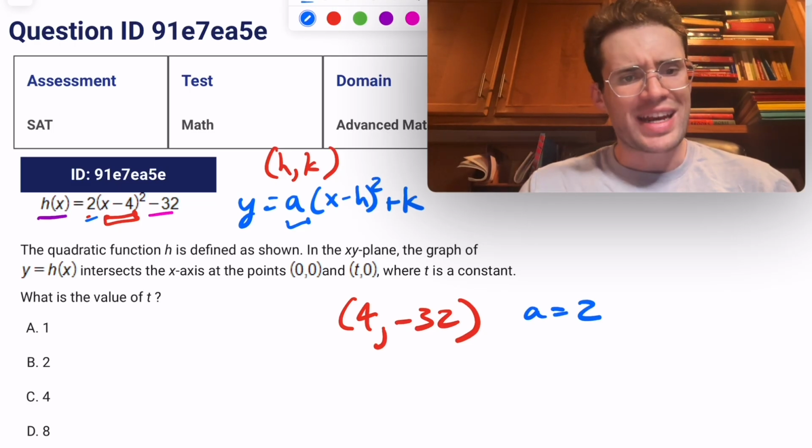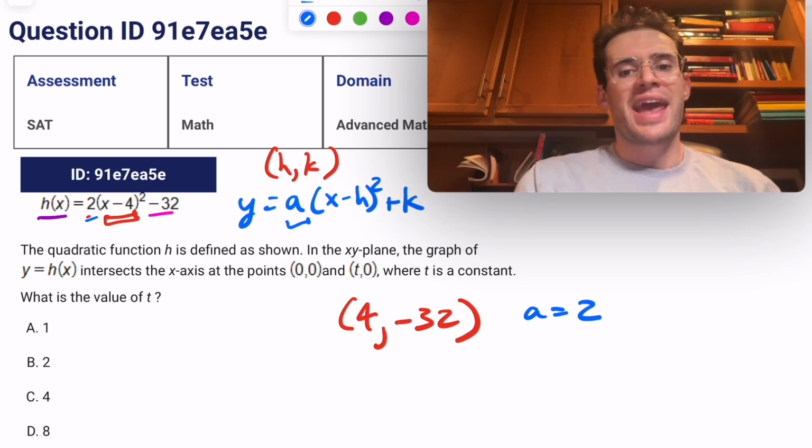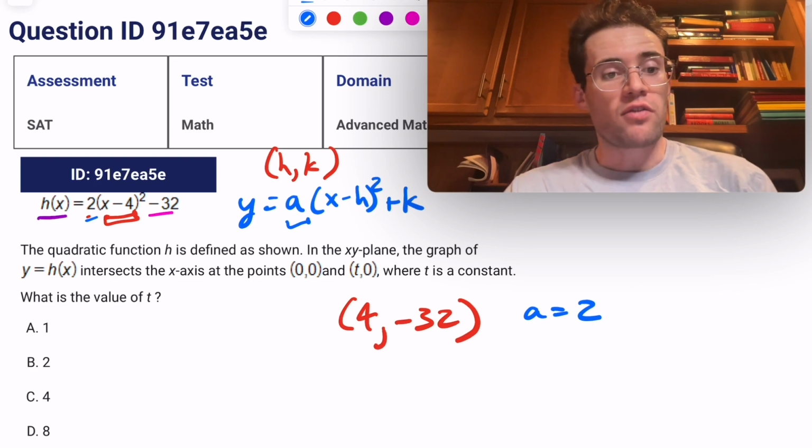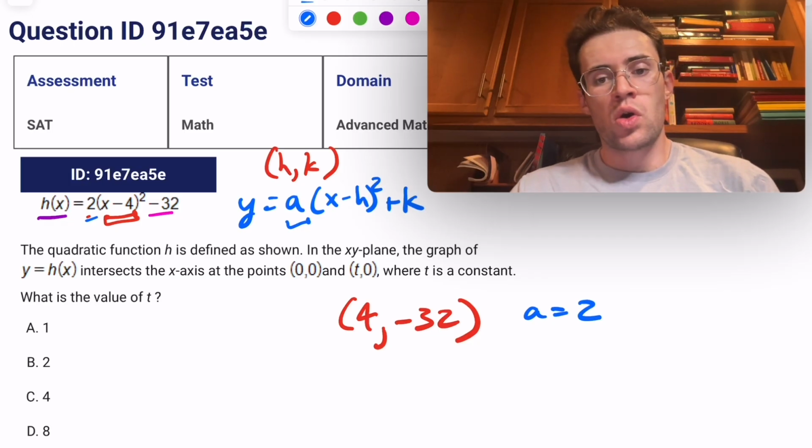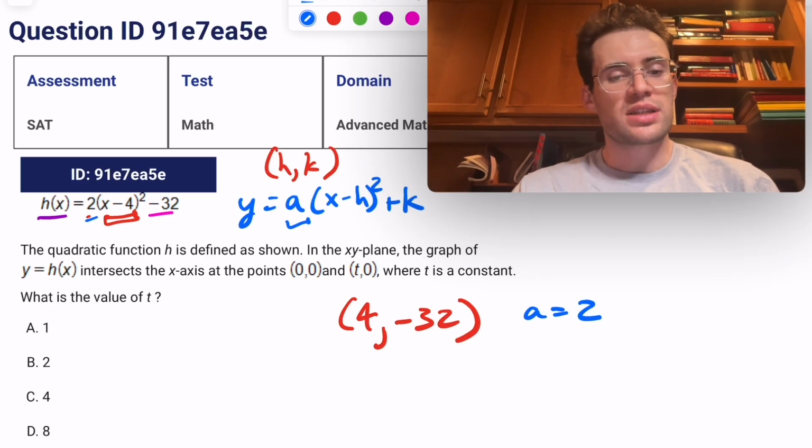And the quadratic function h is defined as shown. In the xy plane, the graph of y equals h of x intersects the x-axis at the points 0, 0, and t, 0, where t is a constant. What is the value of t?